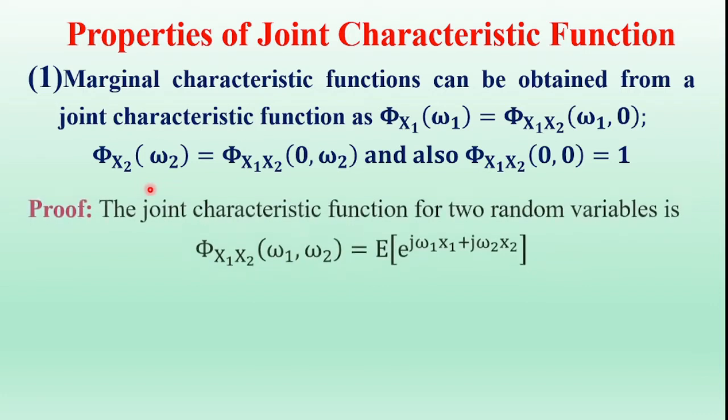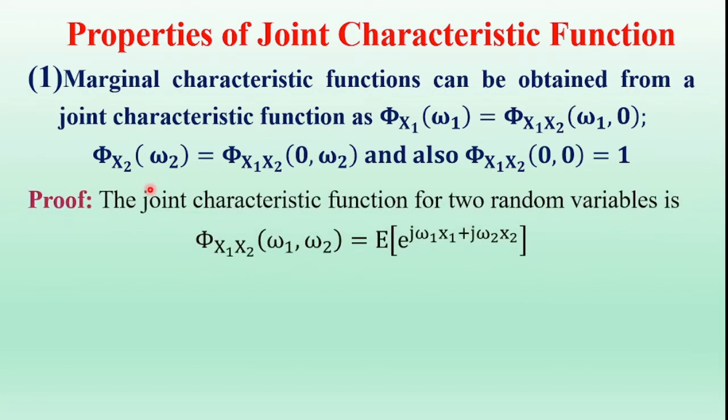Now coming to the proof. We know the definition of the joint characteristic function of two random variables is the expectation of e power j omega 1 x1 plus j omega 2 x2. In this equation, first substitute omega 1 equal to 0, we get phi x2 of omega 2. Next substitute omega 2 equal to 0, then we get phi x1 of omega 1. And next substitute omega 1 equal to 0 and omega 2 equal to 0, then we get this expression.